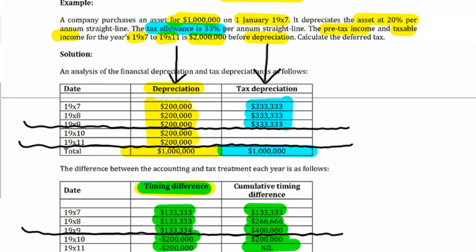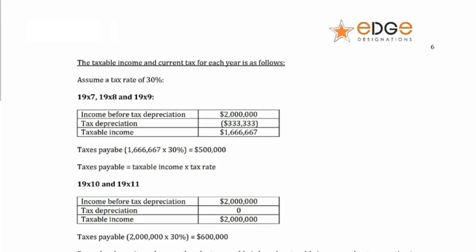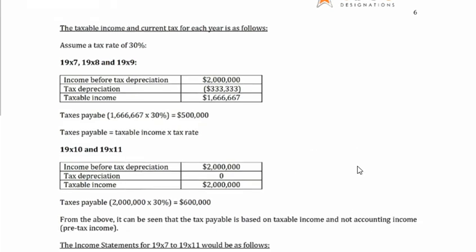Now we're going to run through the income statement items for you, and let's calculate tax, taxable income, and everything like that. Okay, I'm assuming a tax rate of 30%. How much tax would I pay in the first 3 years, 1907, 8, and 1909? Remember what we said, income before tax, $2 million. Remember what the tax man allowed you. 333,333 every year. Is everybody comfortable?